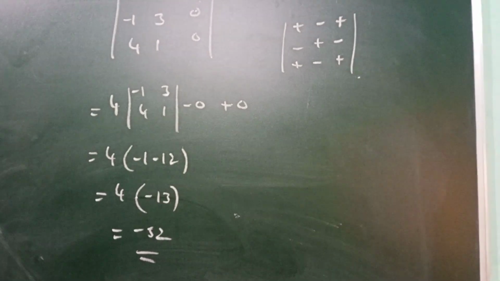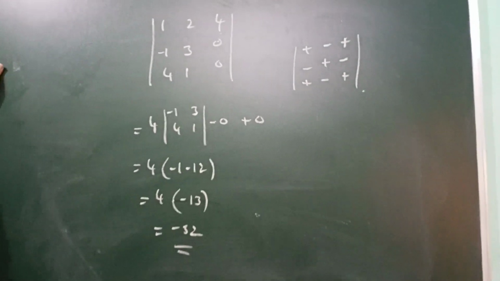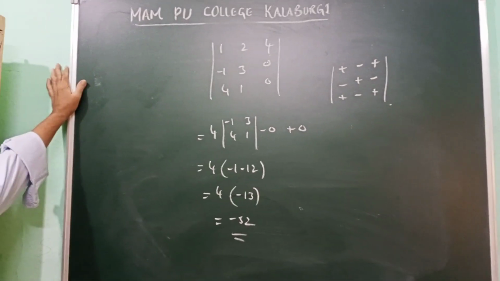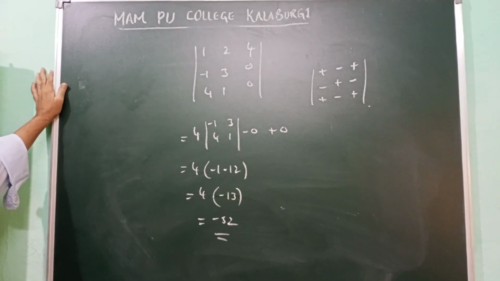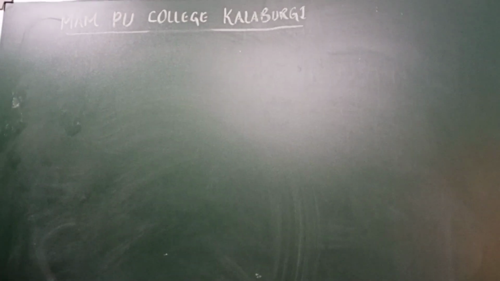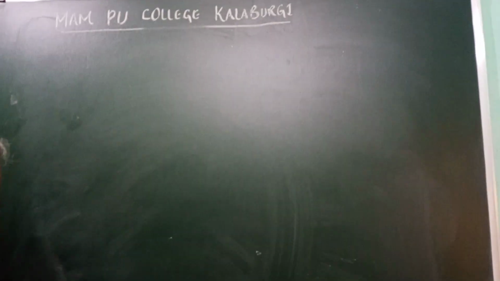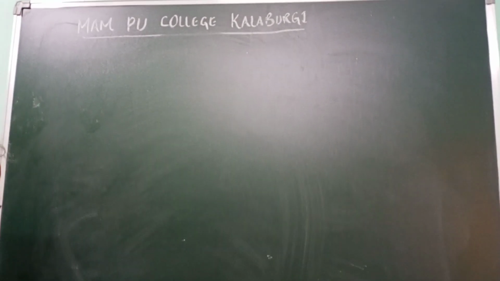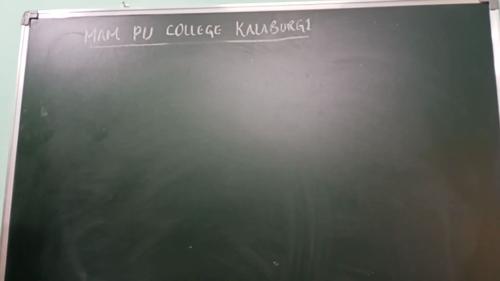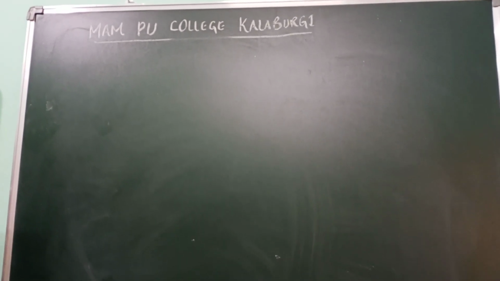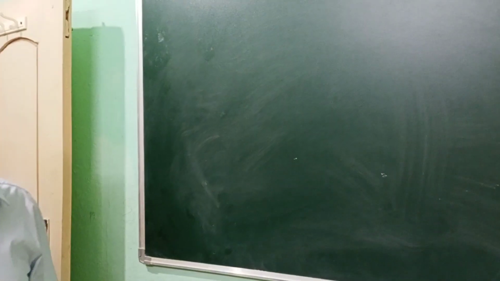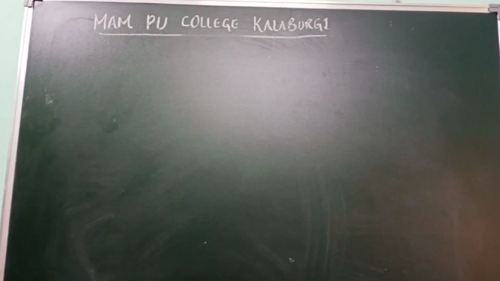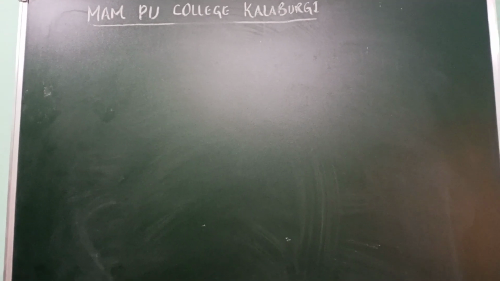So now we have to discuss the properties of determinant. So one by one let us have the properties of determinant. The first property is that the value of the determinant remains unchanged if rows and columns are interchanged. So the determinant is unchanged, unaltered if the rows and columns are interchanged.